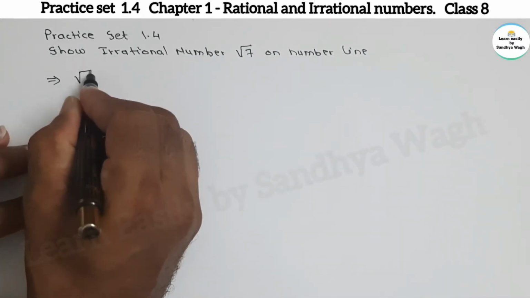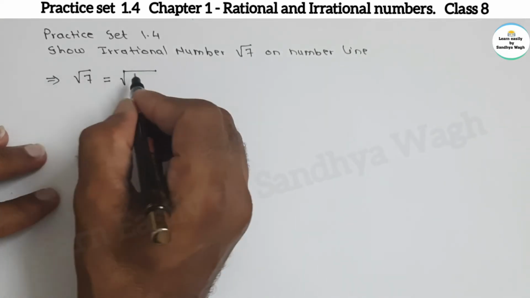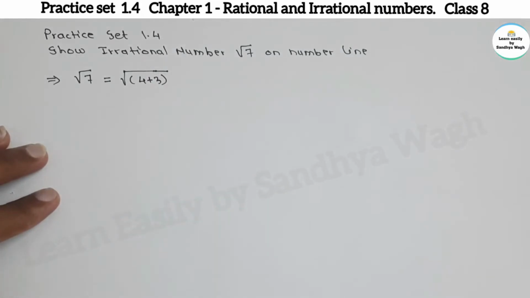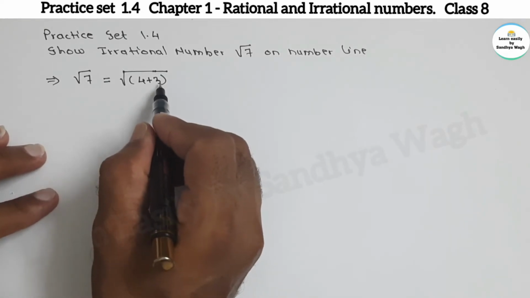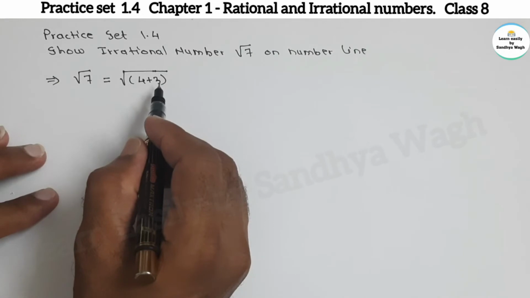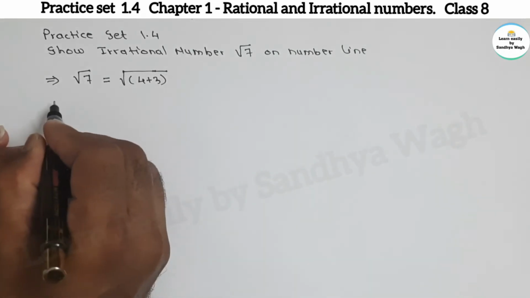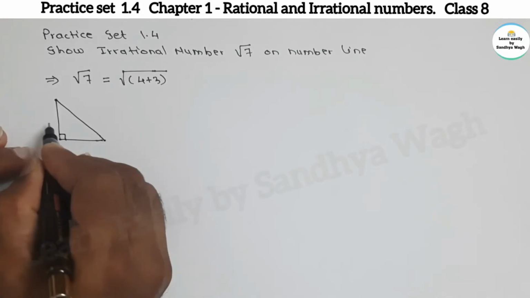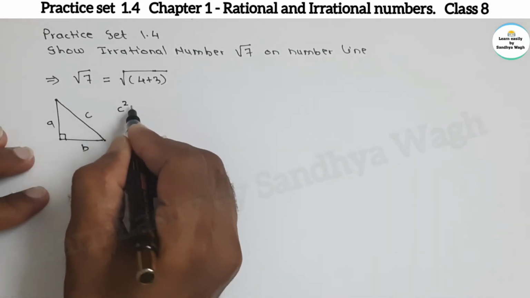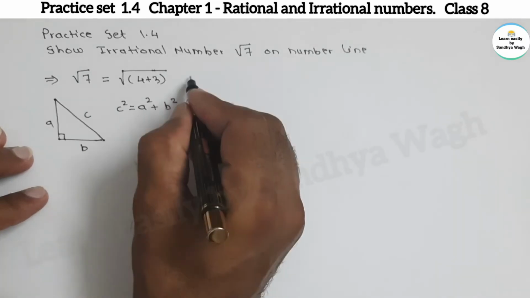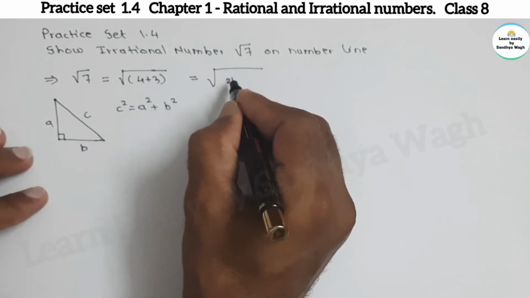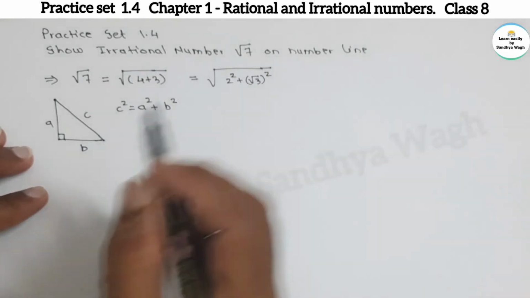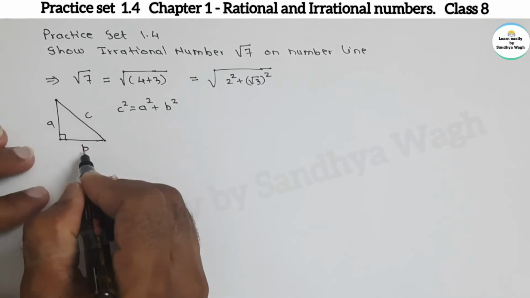Here root 7, we can write root 7 as root of 4 plus 3. Why 4? Because 4 is a perfect square. And we know how to draw root 3 number on number line. So again we will use Pythagoras theorem. What is Pythagoras theorem? If this is a right angle triangle, with A, B and this C, then C square equals A square plus B square. We can further write this as the square root of 2 square and root 3 square. Let this be 2 and this unit be root 3.